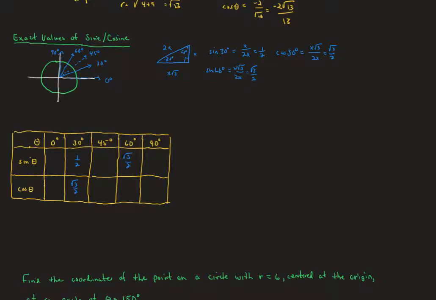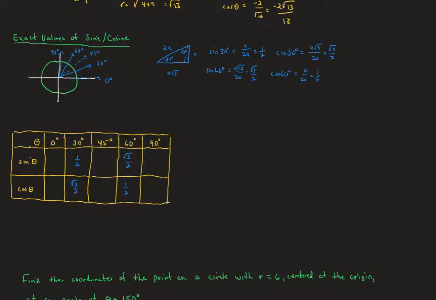And likewise, we can do the cosine of 60, and you may be able to predict this: for our 60-degree angle, it's going to be the adjacent over the hypotenuse, which is the same thing we got for the sine of 30. So the cosine of 60 is 1/2.